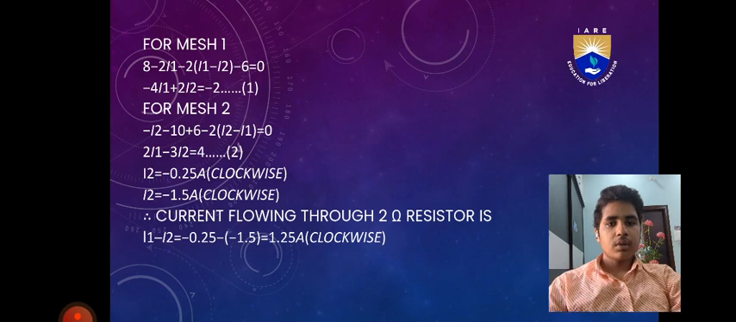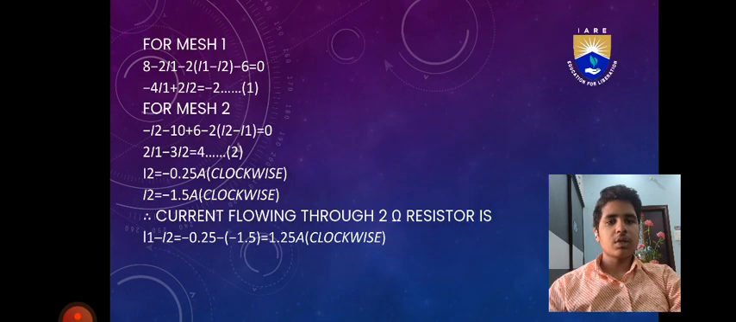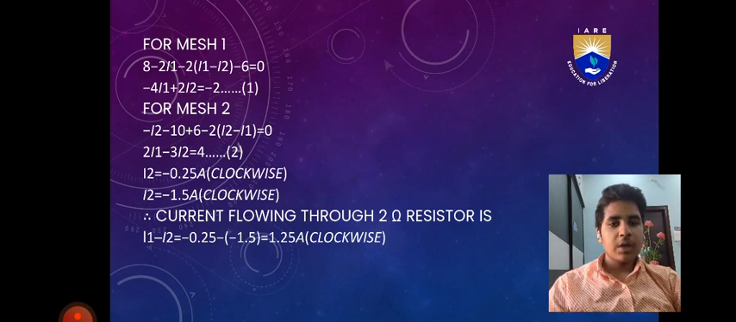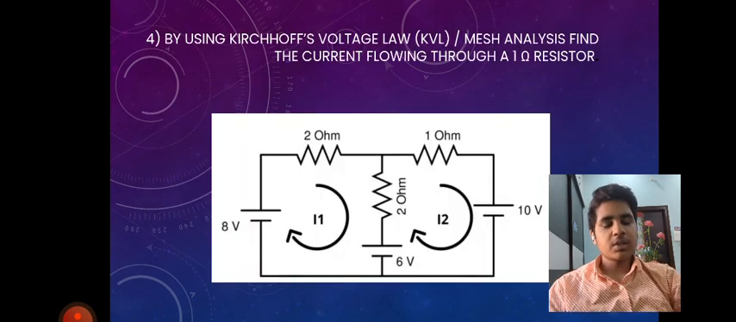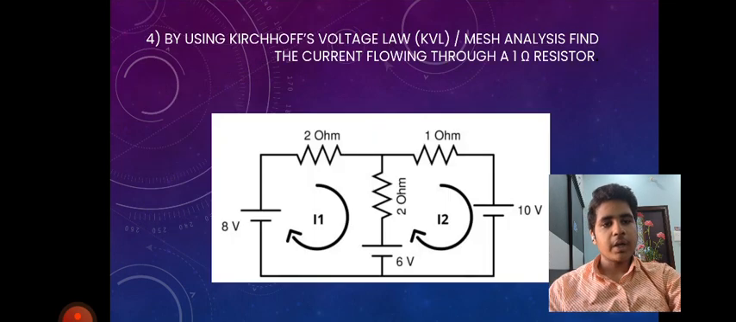For mesh 2, 10 volts minus 6 minus 2 I2 minus I2 plus 2 I1 is equal to 0. So therefore 2 I1 minus 3 I2 is equal to 4. Therefore I1 is equal to minus 0.25 amps and I2 is equal to minus 1.5 amps. Therefore the current flowing through 2 ohm resistor is I1 minus I2, that is equal to 1.25 amps.